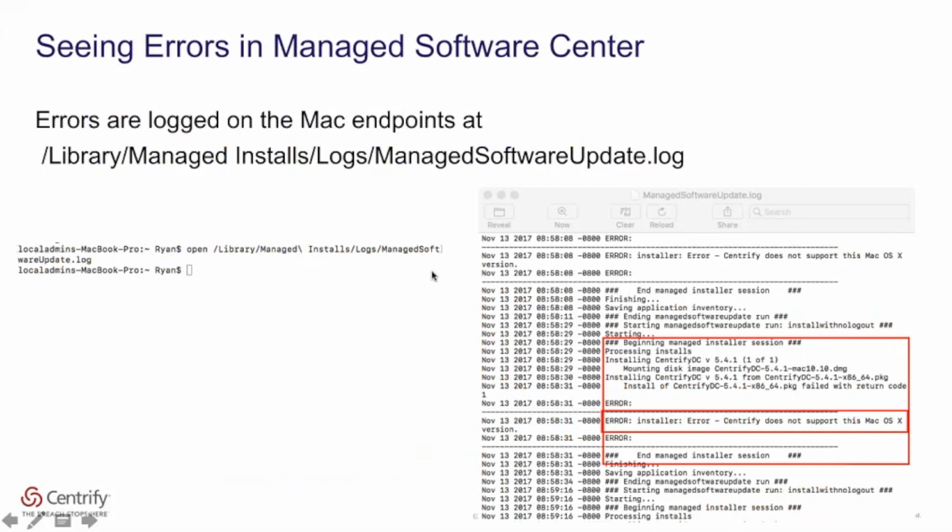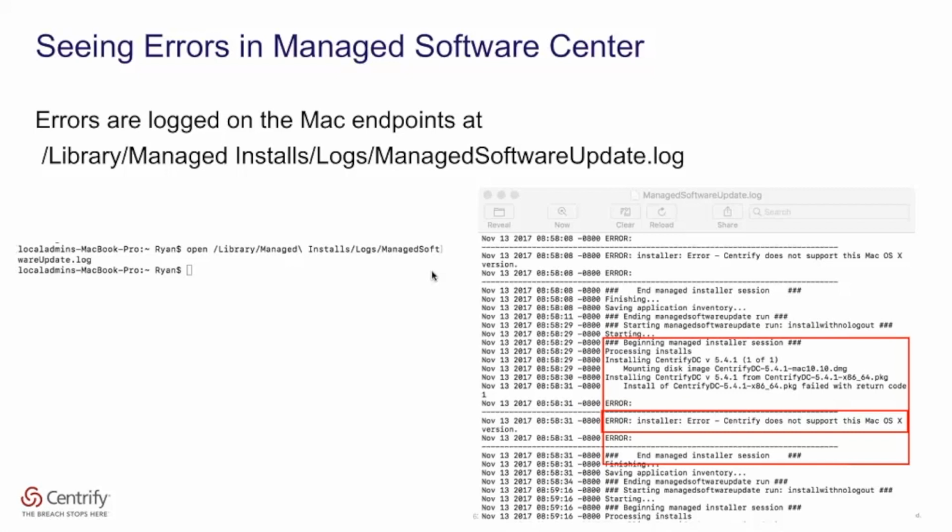Okay, and finally, seeing errors in the Managed Software Center. When Macs do try to install the software, if there's any problems, for instance, that maybe you're wondering why a specific build of the Centrify Identity software or the Direct Control Agent did not correctly install. In this example, I've tried to install build 5.4.1 on my 10.13 High Sierra machine, which is not a supported build.